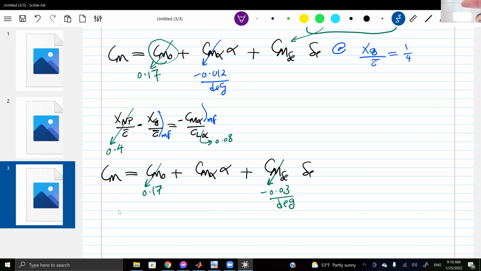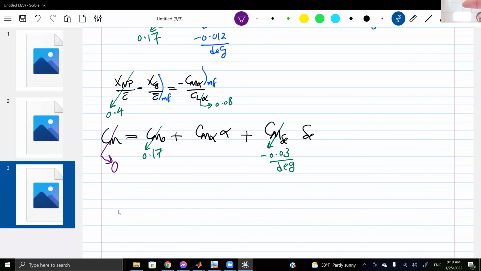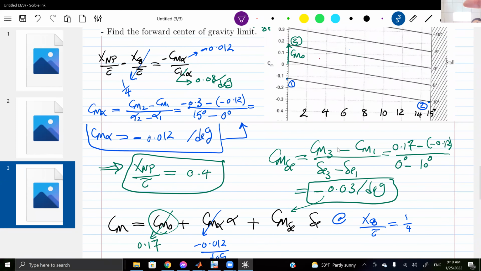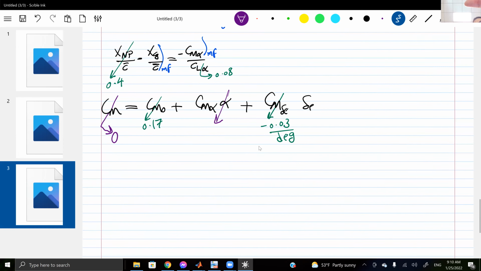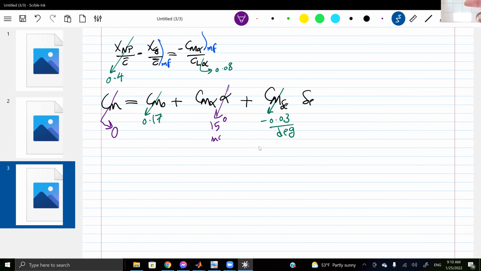So trim means CM equals what? Zero. Equal to zero. And like you said, guys, the alpha now, we're alpha landing. So alpha landing or alpha max is actually given in this diagram because here, look at this, it says stall. This hashed region, this is stall. So the maximum alpha is this, black alpha is 15 degrees. So this is 15 degrees, the max, or right before the stall.